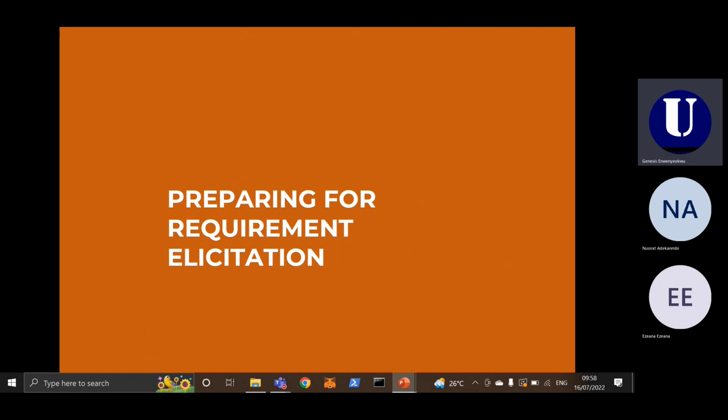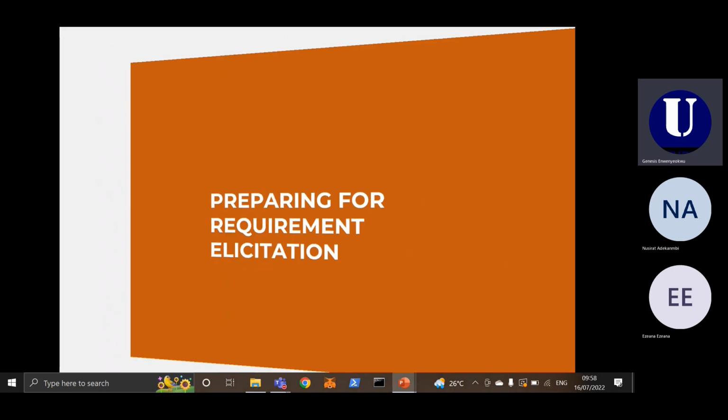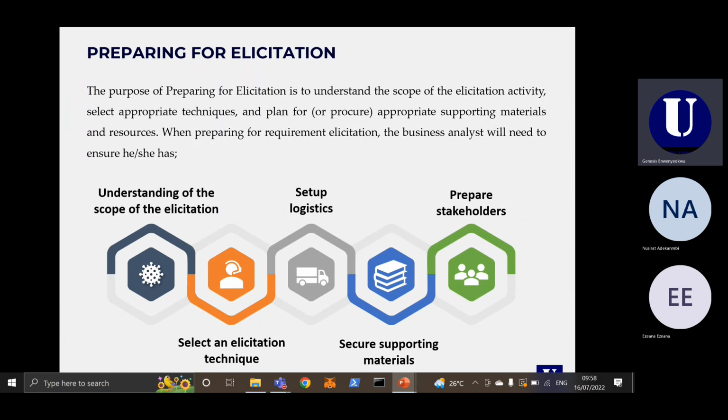And we are going to dive in to understand how we prepare for elicitation. We want to elicit requirements. How do we prepare for elicitation? So in preparing for elicitation, there are basically 5 things we need to do. Number 1 is to understand the scope of your elicitation. What is the scope of elicitation? What technique will I be choosing or selecting for my elicitation? What logistics do I need, right? What logistics do I need to set up for this elicitation to be successful?